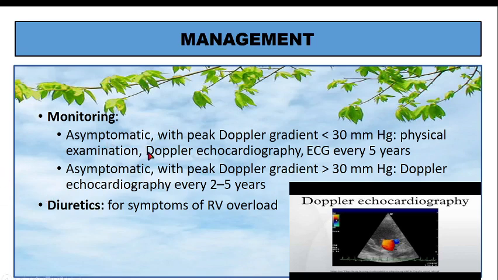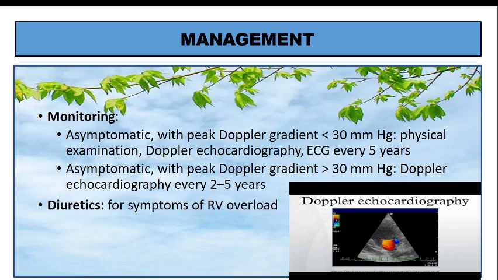Okay, now in management you have to monitor. Monitoring will depend on the Doppler gradient. If the peak Doppler gradient is less than 30 mm Hg, physical examination, echo and ECG have to be done every 5 years. But if asymptomatic with peak Doppler gradient more than 30, then it has to be done every 2 to 5 years. If it is less than 30 and asymptomatic, a Doppler once every 5 years will do. But if it is more than 30, then every 2 to 5 years a Doppler echocardiography has to be done.